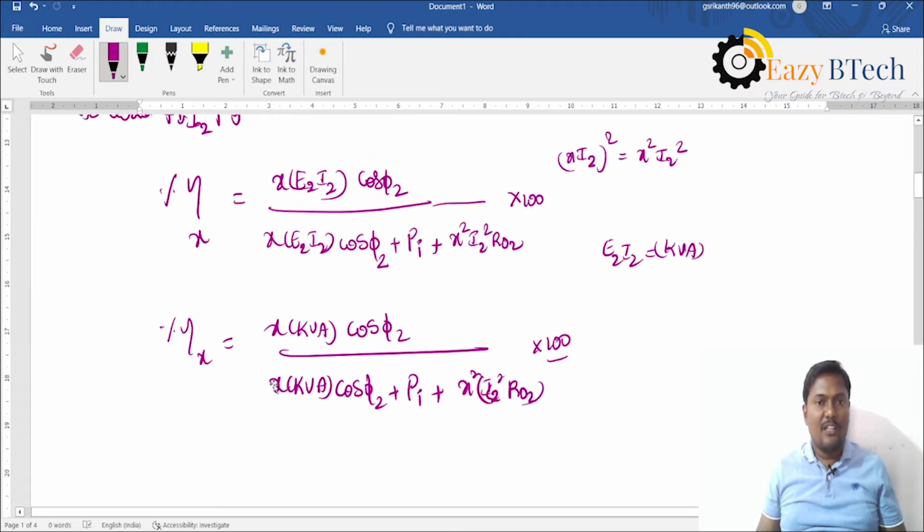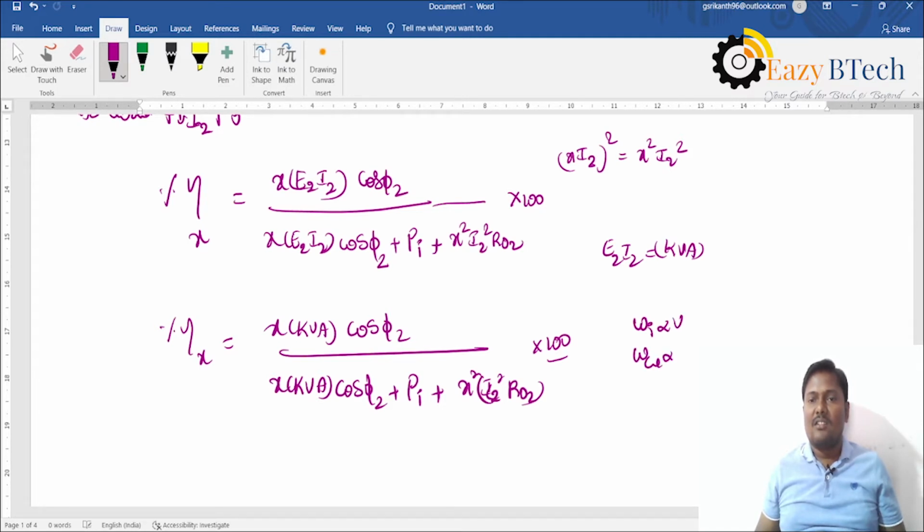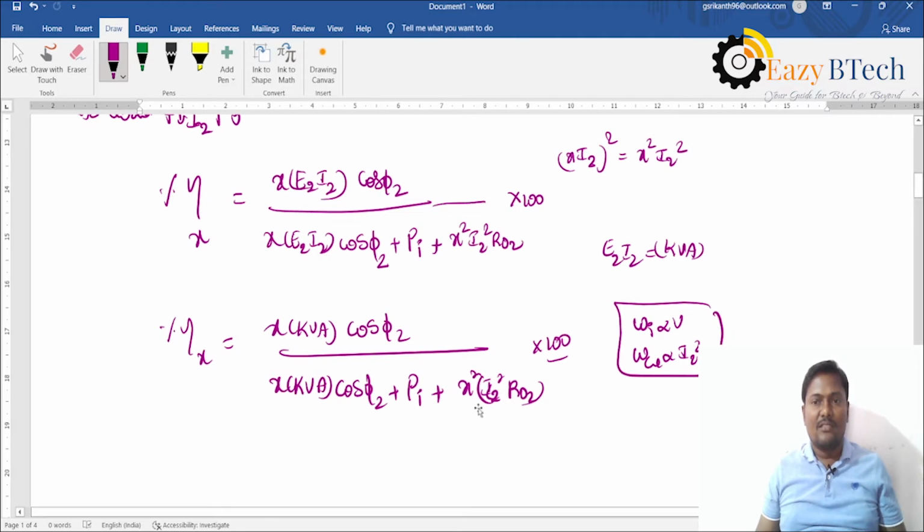The transformer rating is in kVA. Why? Because the iron losses depend on voltage and the copper losses depend on current. The losses do not depend on the power factor. The temperature rise in any machine is due to the losses. There are two losses, iron loss and copper loss. Iron loss is directly proportional to voltage. Copper loss is directly proportional to current. The product of these two will give the volt ampere rating.